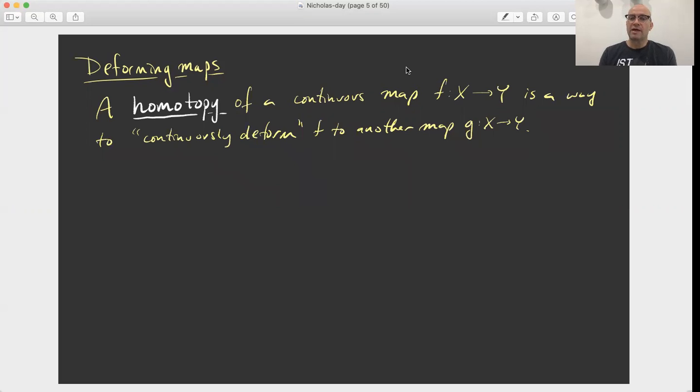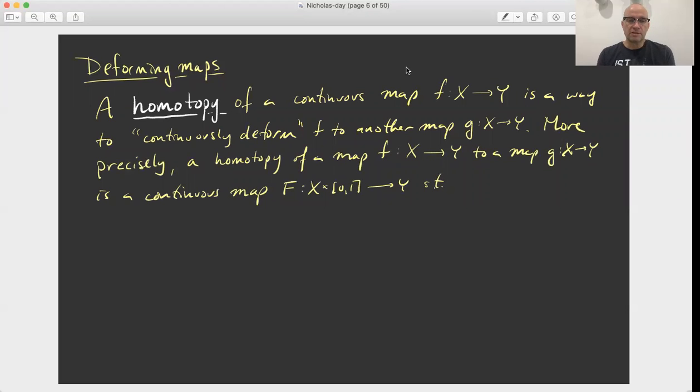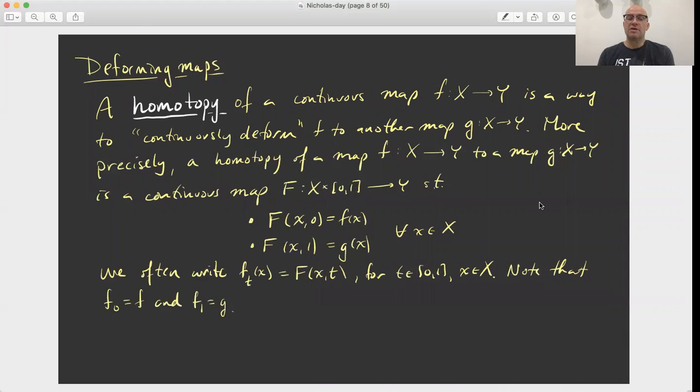We have a map f from X to Y and another map g from X to Y. We want to continuously deform the map f to the map g. So more precisely, what does this mean? A homotopy is a map from X cross [0,1] to Y that interpolates between f and g. So specifically, at the 0 level, capital F is equal to little f, and at the 1 level, capital F is equal to g. Another way that we write this often is to think about, for each fixed t, we get a function from X to Y. So that's f sub t of x is just given by capital F of (x,t).